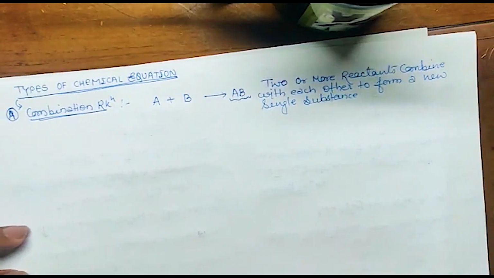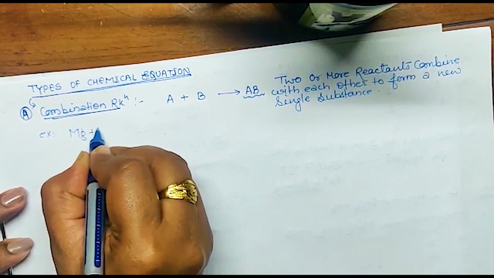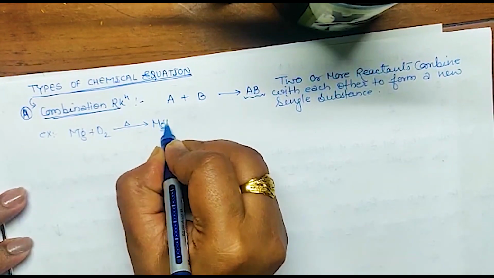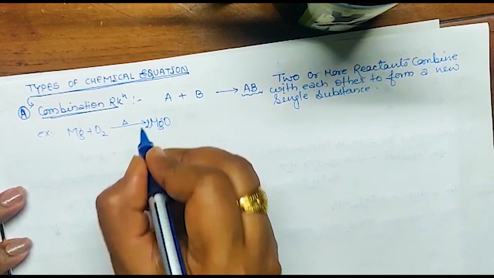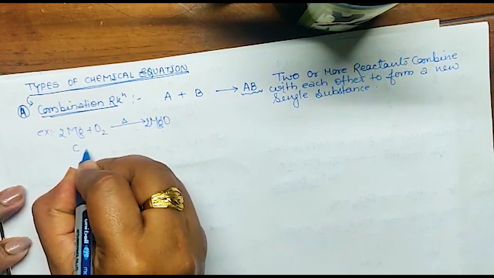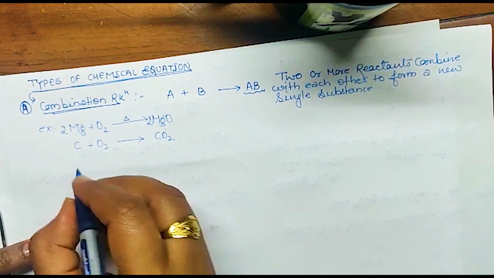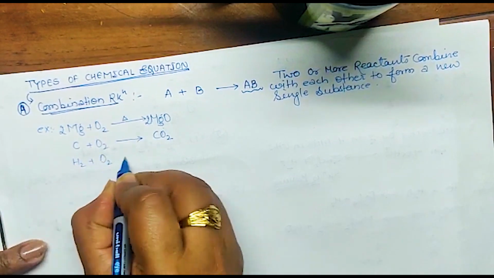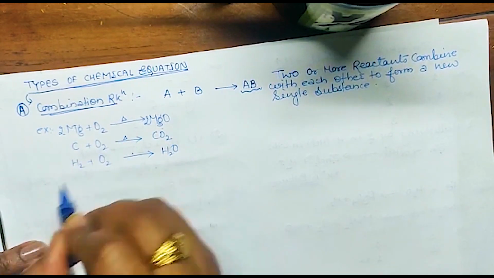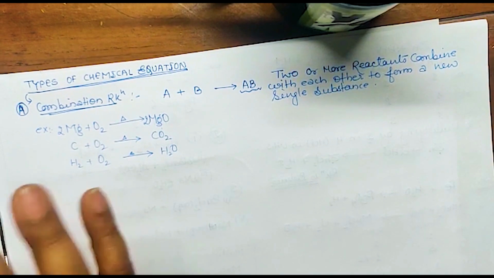The best example you have done since starting is Mg plus O2. When it is heated, it gives MgO. Got it? Balance it like this. So this is the combination reaction. Next is C plus O2, this will give CO2. Next is H2 plus O2 will give H2O. Got it? So this is combination reaction.